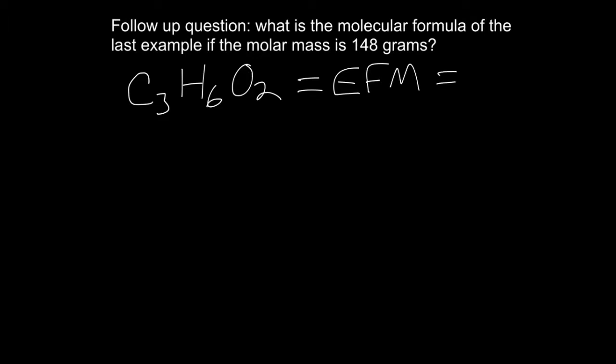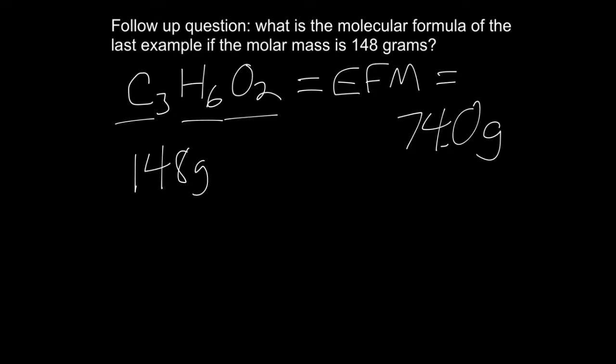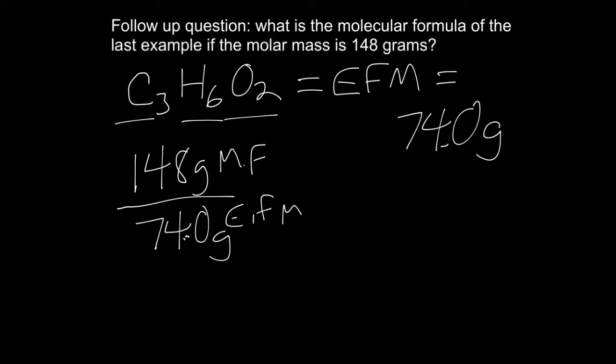And the empirical formula mass for this guy, if you go to the periodic table and add up 3 carbons, 6 hydrogens, and 2 oxygens, appears to be about 74.0 grams. That's the empirical formula mass. Well, the mass of the actual molecular formula is 148 grams. So to figure this out, real simple, I take the 148 grams for the molecular formula mass, and I divide it by the 74 grams for the empirical formula mass, and that gives me a factor of 2.